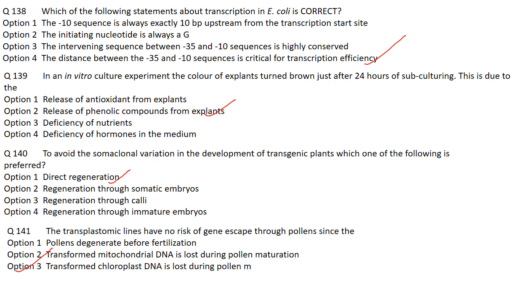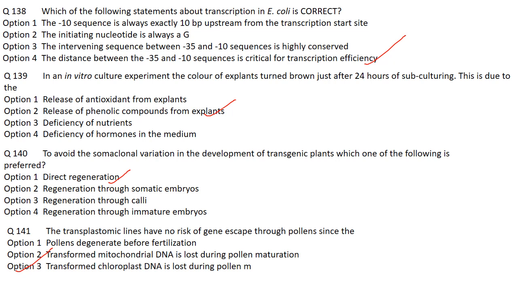Then next one. The distance between -35 and -10 sequence is critical for transcription efficiency. That is correct. So answer is option 4. Next one. In an in vitro culture experiment, the color of explants turned brown just after 24 hours of subculturing. This is due to the release of phenolic compounds from the explant.